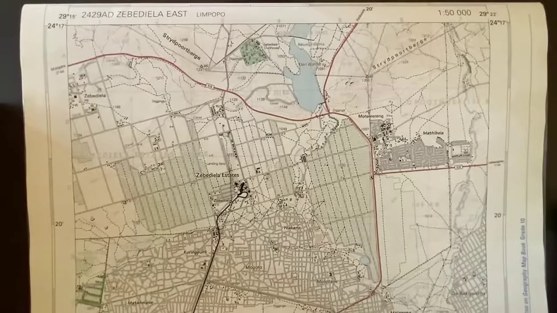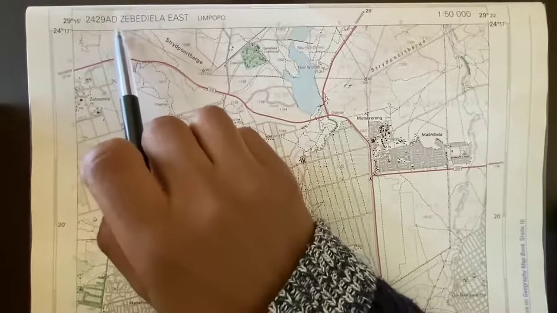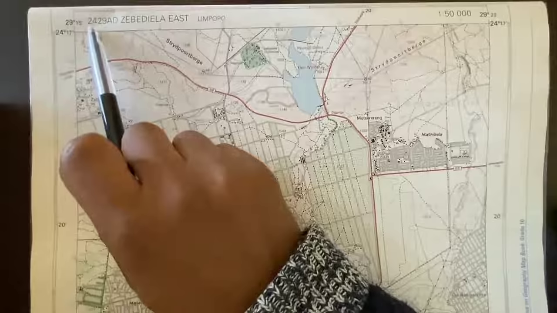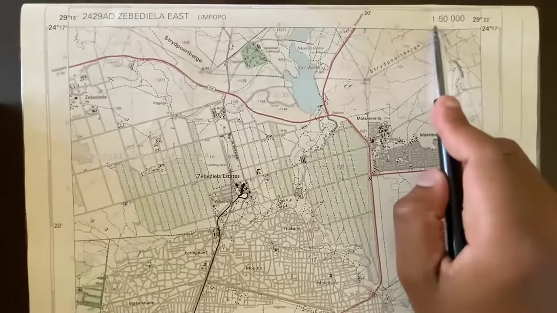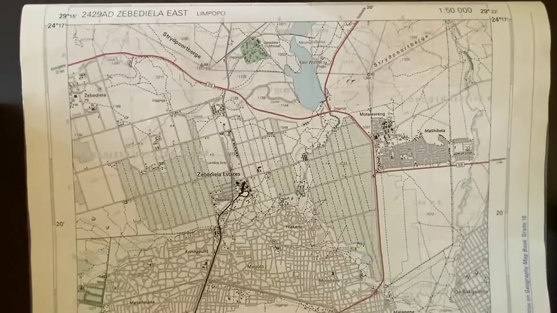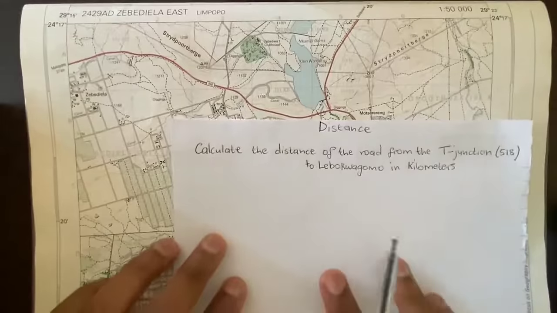In this video, we'll be using the map of Zebediela East of Limpopo, which is 2429 AD. It's a topographic map of 1:50,000. So today's topic, we are looking at what we call distance.